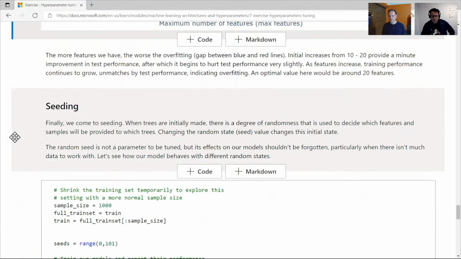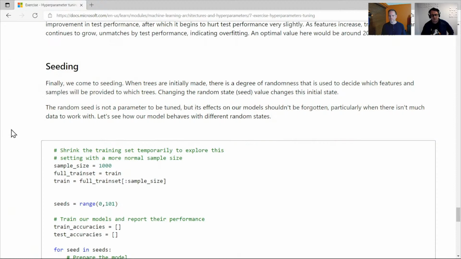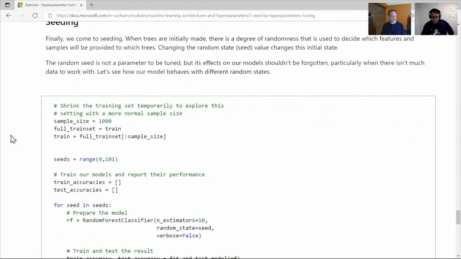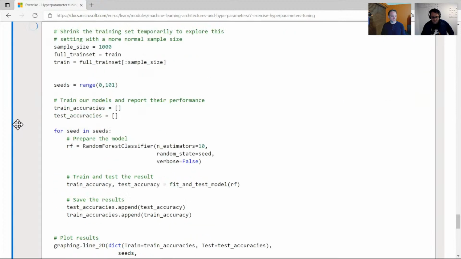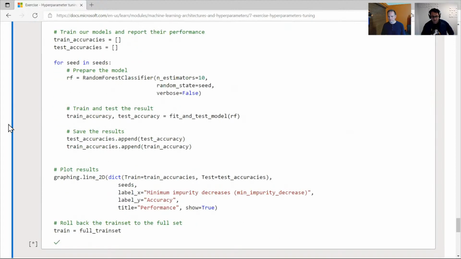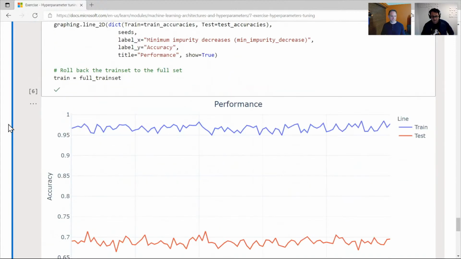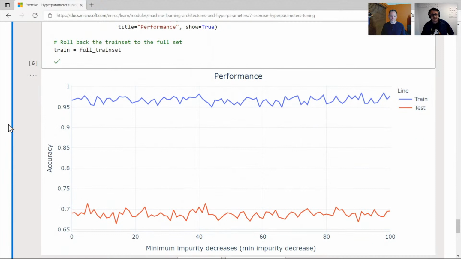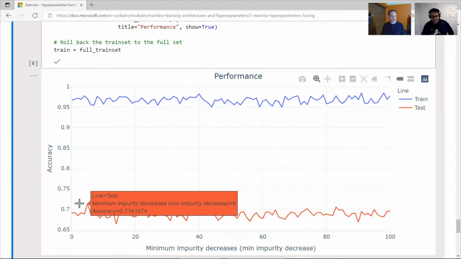All right, and here's where we get to seeding, which is the random number generator again. It's probably not really that much of a hyperparameter, but it can be used. We'll go ahead and do the same thing again. We've got a range of seeds between 0 and 101 in this particular case. And all I'm seeing is noise again. So it doesn't look like it's really helping us that much.